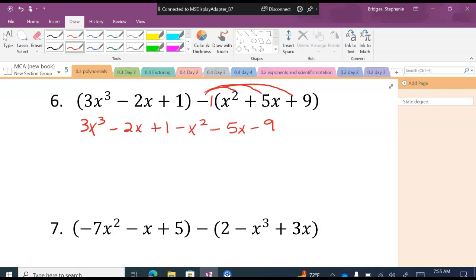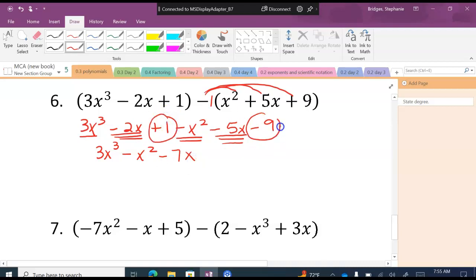What's my first term going to be? 3x to the 3rd, okay. And then I have a negative x squared. And then I have a negative 2x and a negative 5x, which is going to give me negative 7x. And then I have a positive 1 and a negative 9, which gives me negative 8. And that would be my answer.